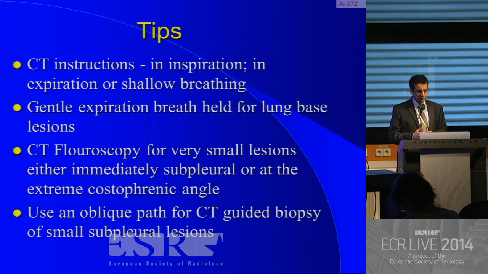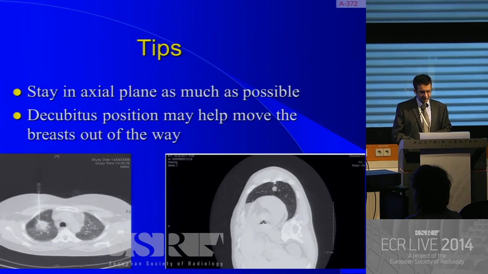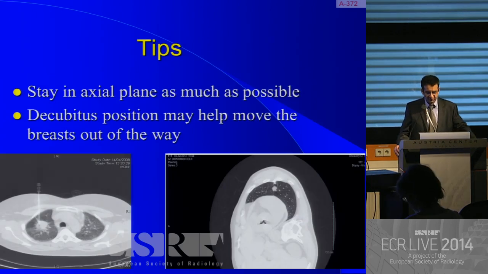And I use CT fluoroscopy not routinely, but I reserve it for small lesions which are subpleural or that which are close to the extreme costophrenic angles. And if you have a subpleural lesion, then I tend to put a more oblique route if I can't get a perpendicular route into them. As I explained earlier on, try and stay in an axial plane as much as possible. It helps to keep the needle straight and you can see what you're doing as well.